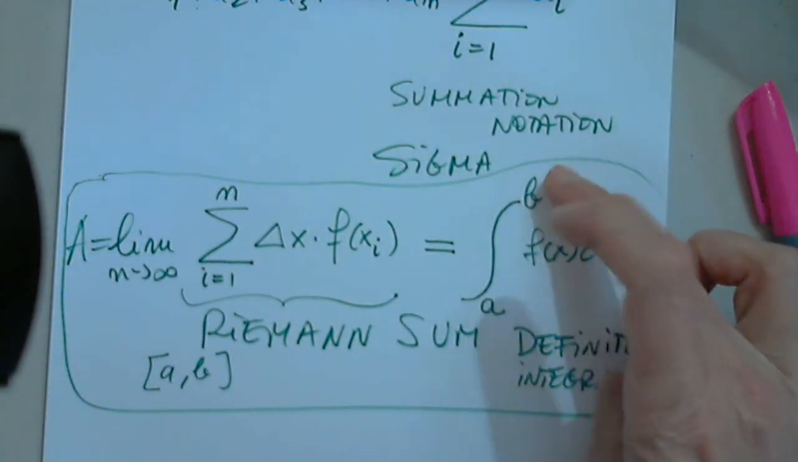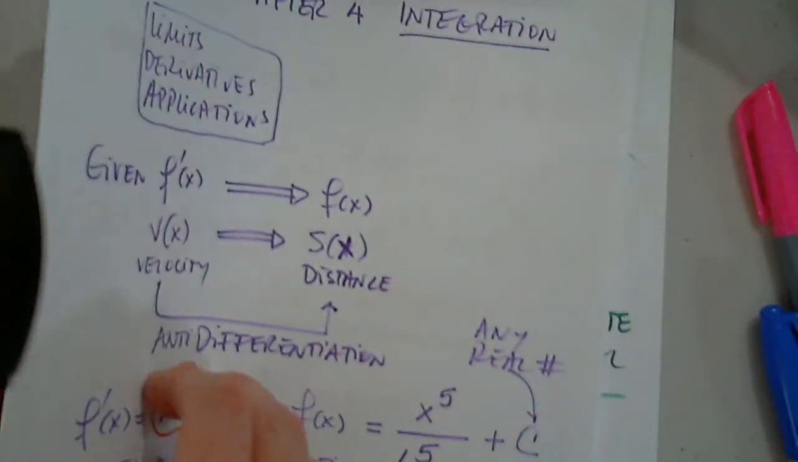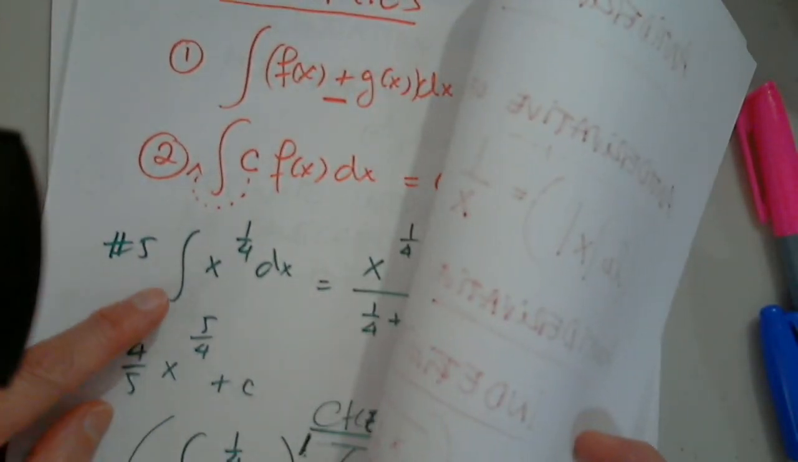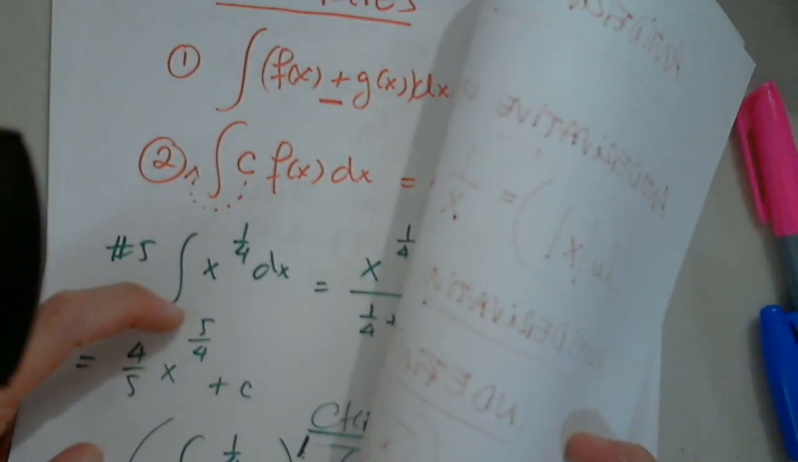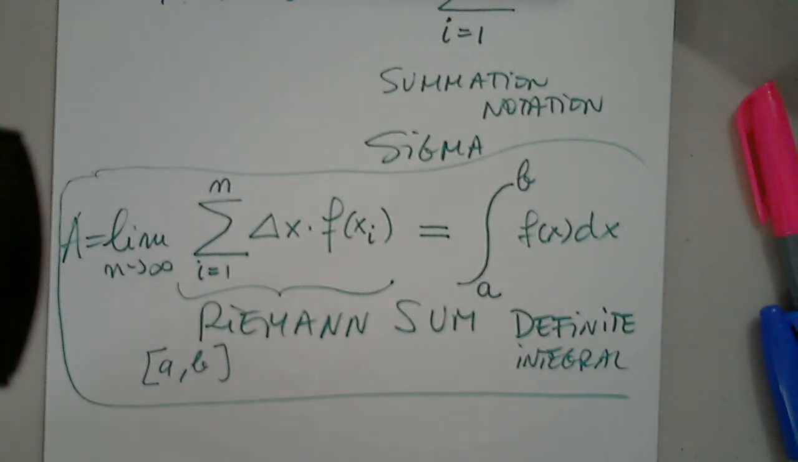What's this notation? And how do we calculate something like this? Because we know how to calculate something like this, which is an indefinite integral. But we don't know what it means to calculate a definite integral. So that's my next step.